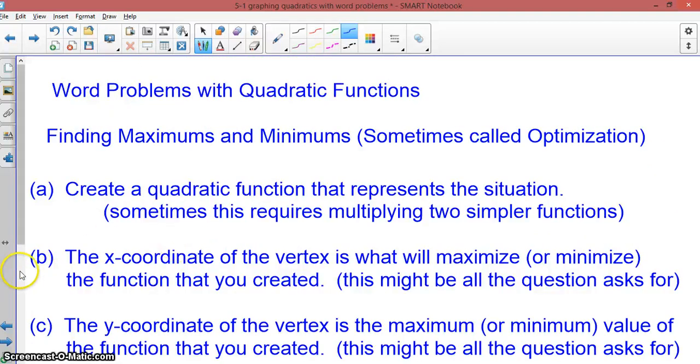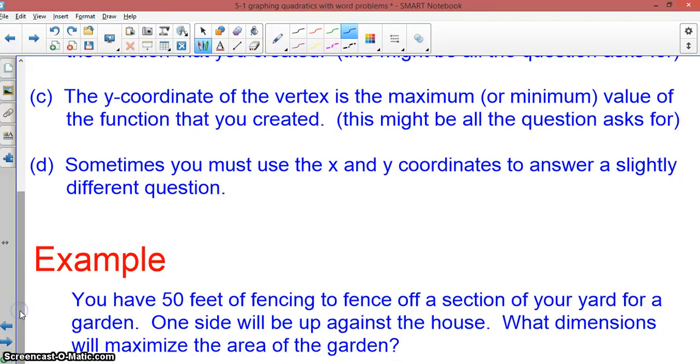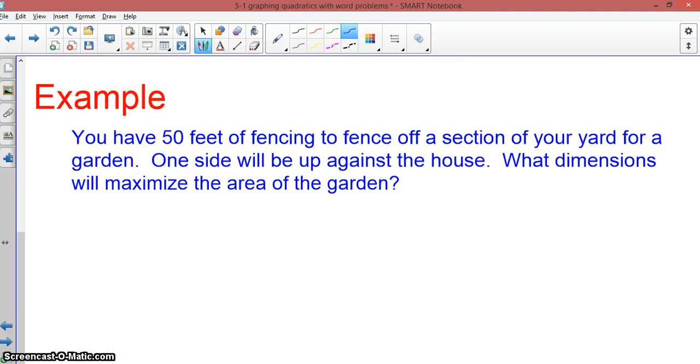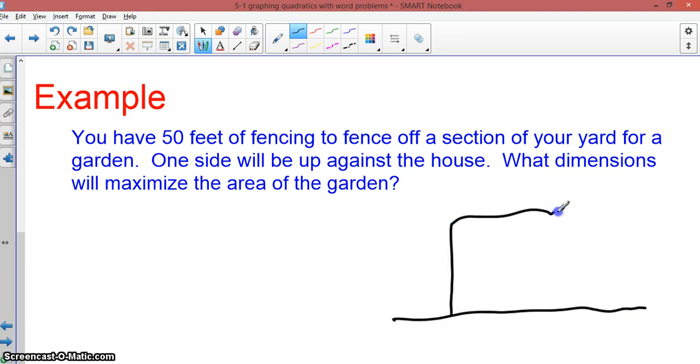Let's do them. Okay, so you have 50 feet of fencing to section off your yard for a garden. What dimensions will maximize the area of the garden? So draw the picture. So we got the house. Okay, you got 50 feet of fencing. You want to maximize the area of the garden. So let's figure this out here.